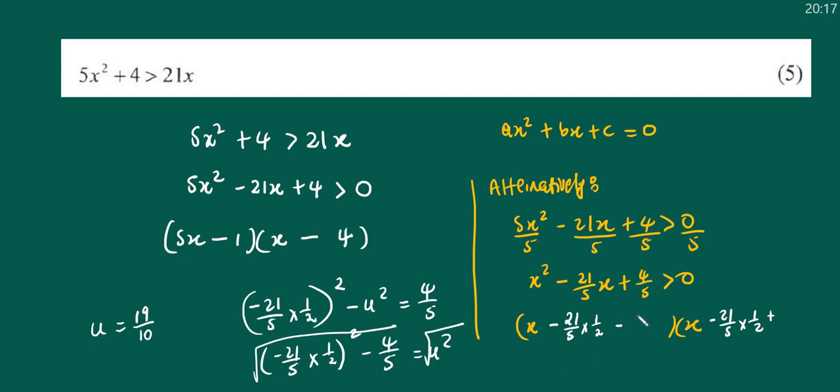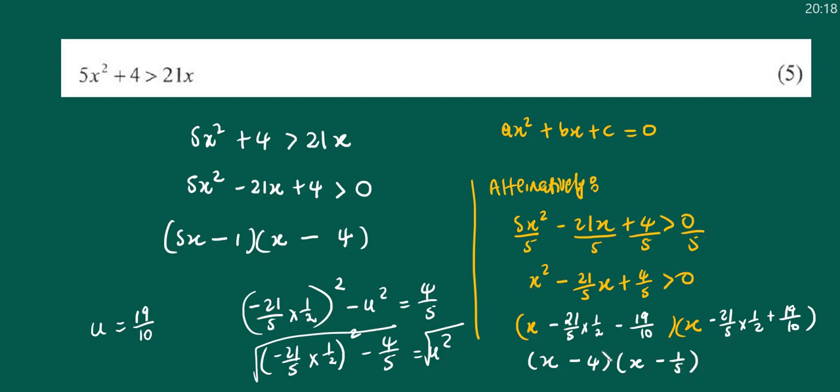So you say 19 over 10, and you put this in your calculator, okay? So that you're going to have x. What do you get when you put it in your calculator? That should give you -4, right? And on the other side it should give you x minus 1 over 5. Then you would have gotten your factors, okay?